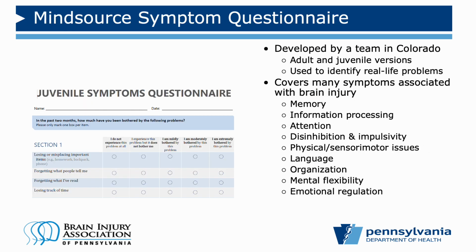The MindSource Symptom Questionnaire was developed by a team of psychologists in Colorado. There are adult and juvenile versions, both used to identify real-life problems. As previously mentioned, symptoms associated with brain injury covered by this questionnaire include memory, information processing, attention, disinhibition and impulsivity, physical sensory motor issues, language, organization, mental inflexibility, and emotional regulation.